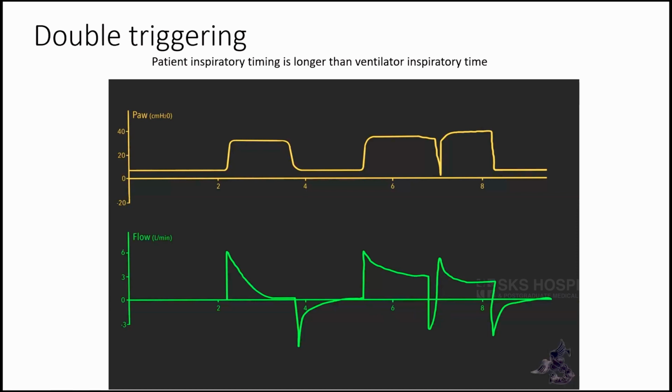So what happens in this double triggering is the tidal volume can become large, and that can become injurious to the lung. So we talk about low tidal volume ventilation. When a double trigger happens, and both the breaths are delivered fully, the tidal volume becomes huge, and that can actually cause lung injury.